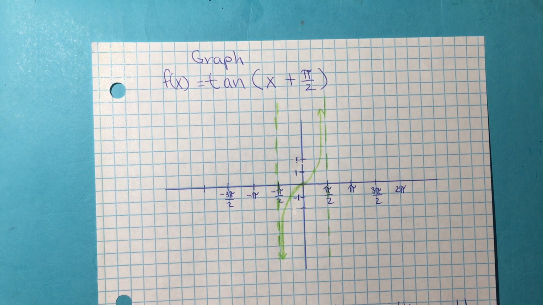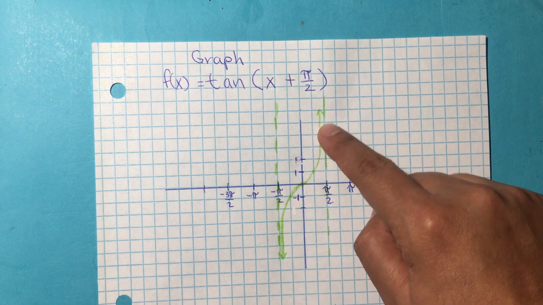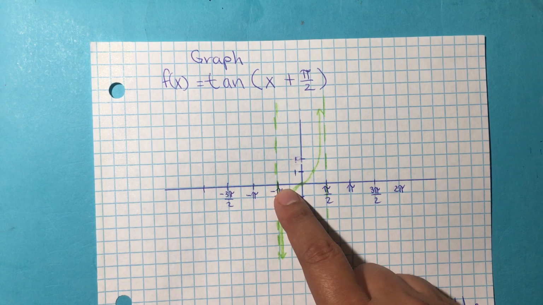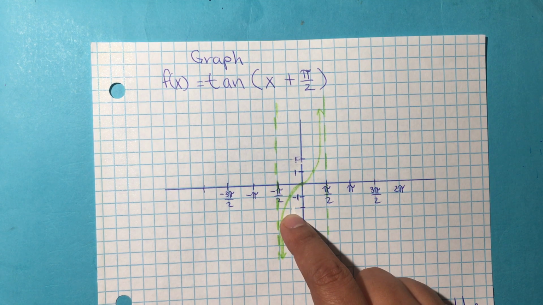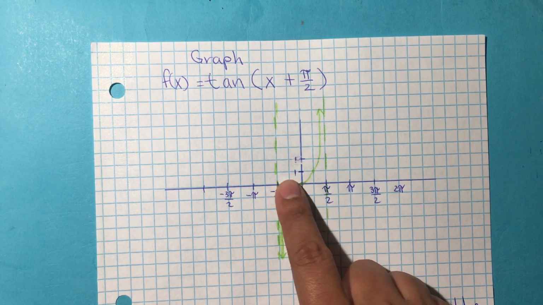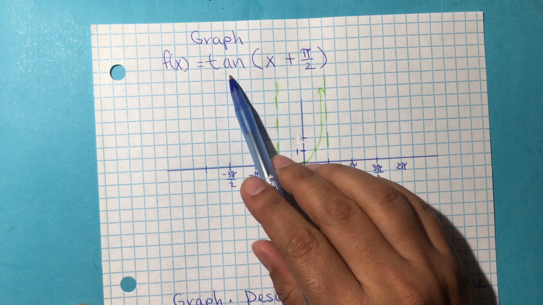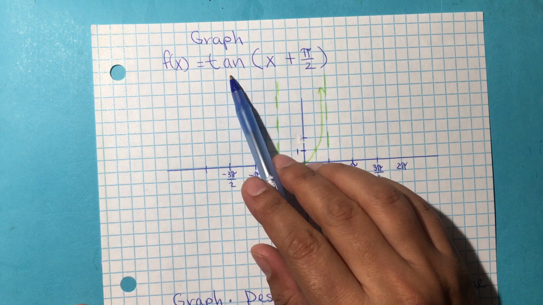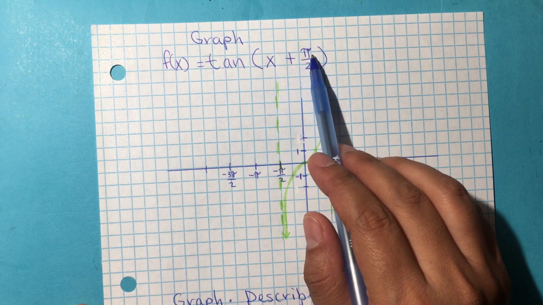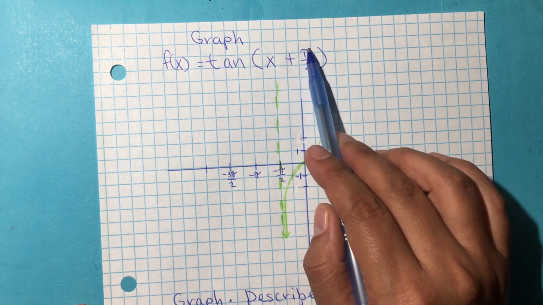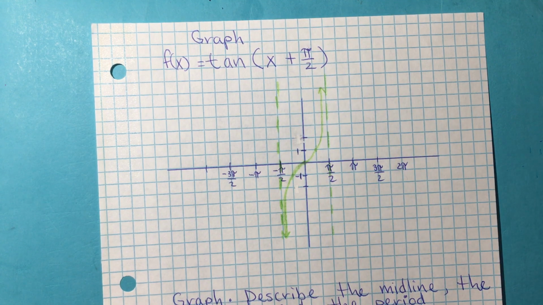Okay, so here it says graph f of x equals tan of x plus pi over 2. As I showed you, our cycle is from negative pi over 2 to pi over 2 on x. So let's get to this one. We're going to graph tangent of x plus pi over 2. This is a horizontal shift.